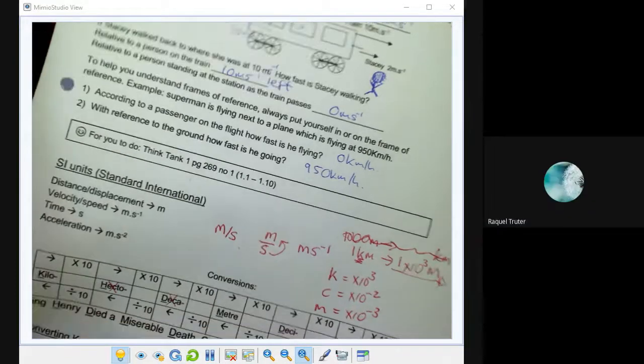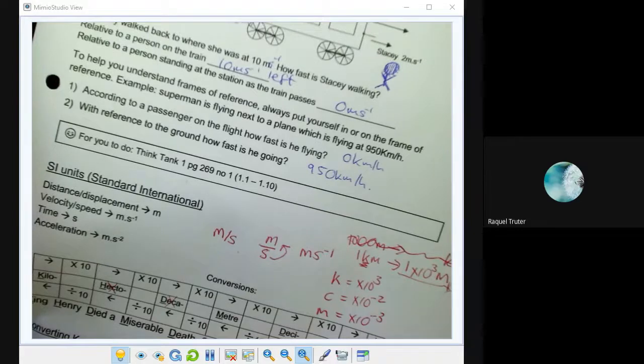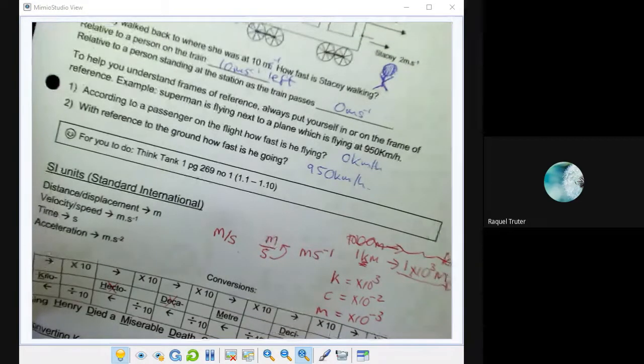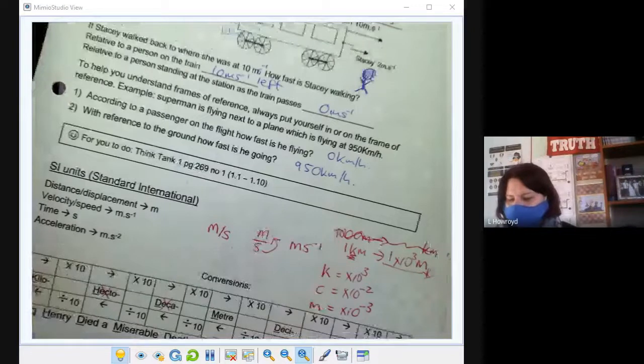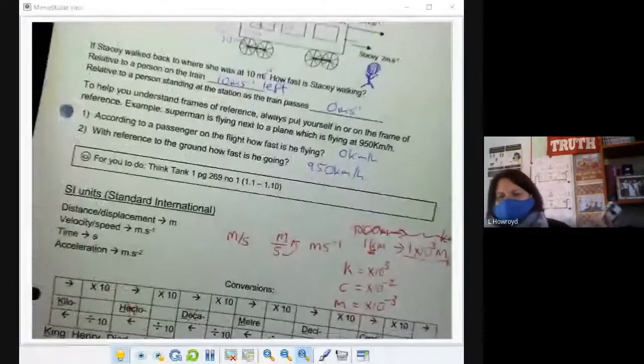Ma'am, for our test tomorrow, what will we have to know from page 5? Frames of reference. So not the bottom half, the SI units? No. Well, you always have to know that. But yes, frames of reference. And ma'am, for bearings, if you don't give a degree, if you have to say north of west, can you also say something like east of south?